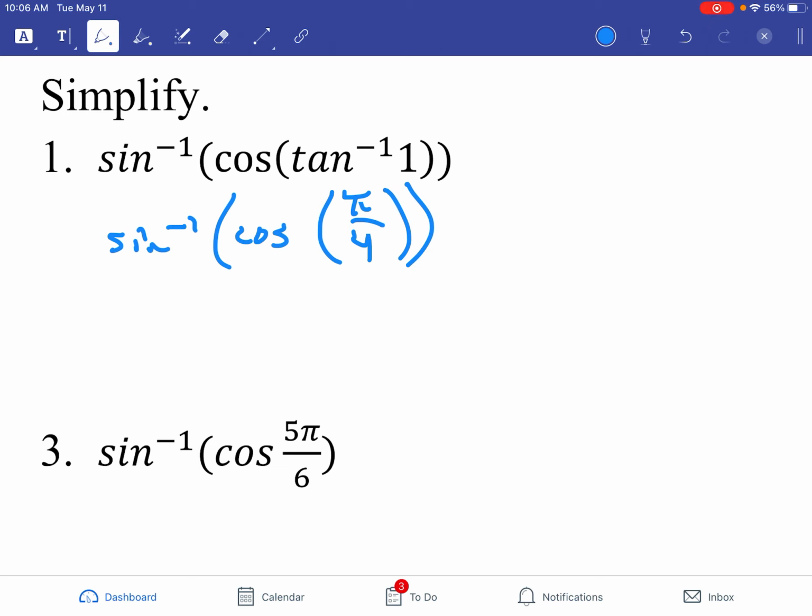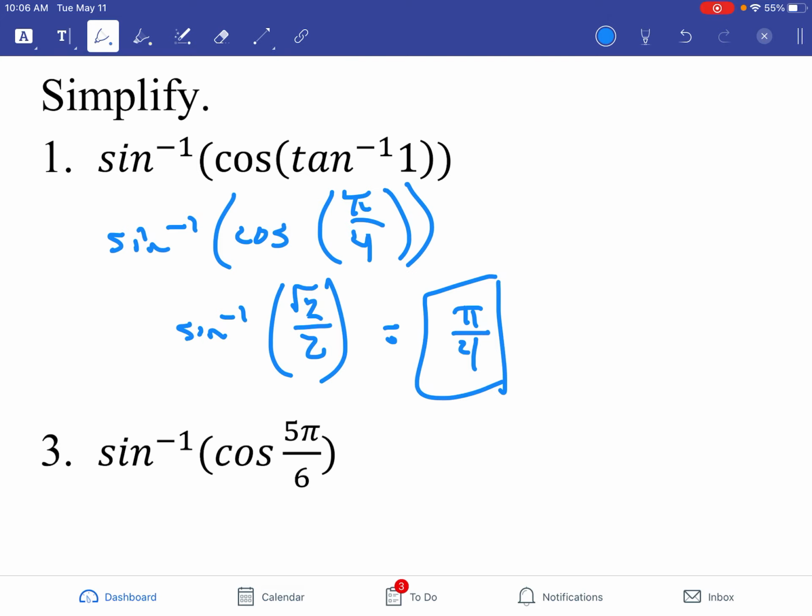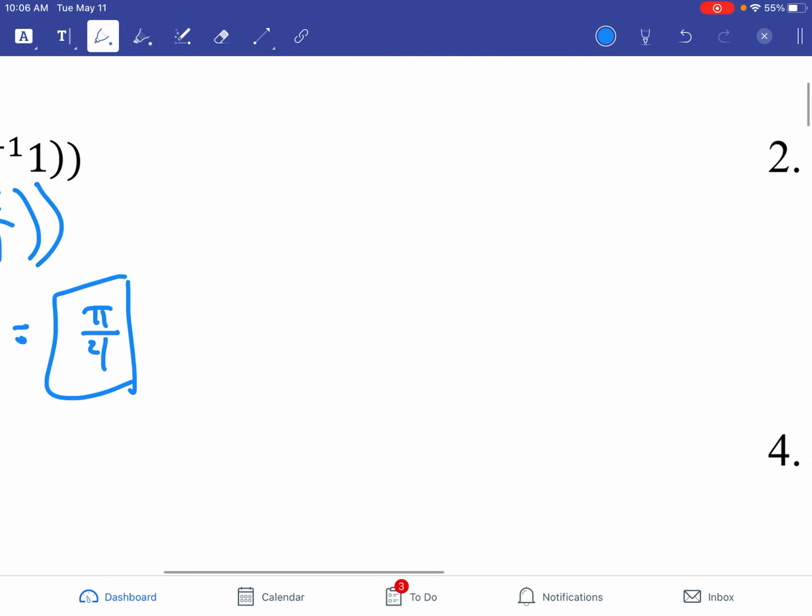All right, so now that we have pi over 4 from the inverse tangent of 1, we're going to find the cosine of pi over 4. So the x value of pi over 4 is root 2 over 2. And then finally the inverse sine of root 2 over 2. Like the inverse tangent, inverse sine is only using the right side of the unit circle. So for positive root 2 over 2 and the y value, that is again pi over 4. And that's it, you're done. There's nothing else to do. Number 2.